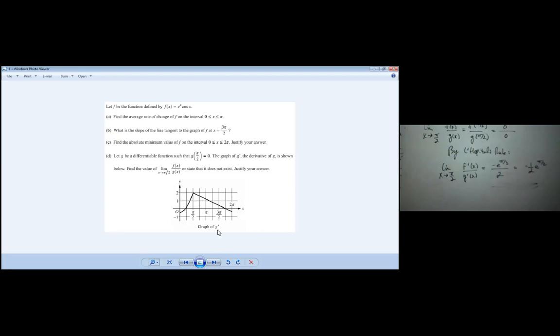Can you explain again, just when you first started, how you got g of pi over 2? Because it was the graph of g prime of x. They tell me right here, read part D. Let g be a differentiable function such that, and then they tell us. Perfect. Thank you.